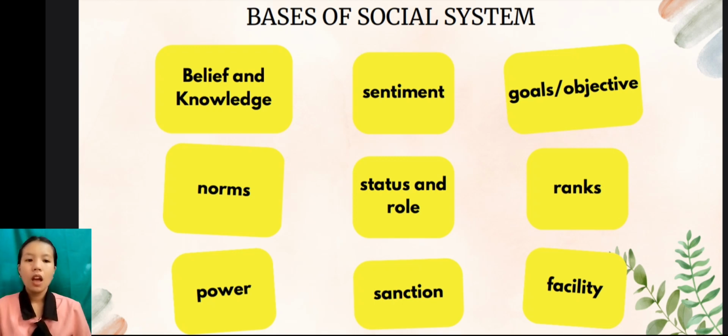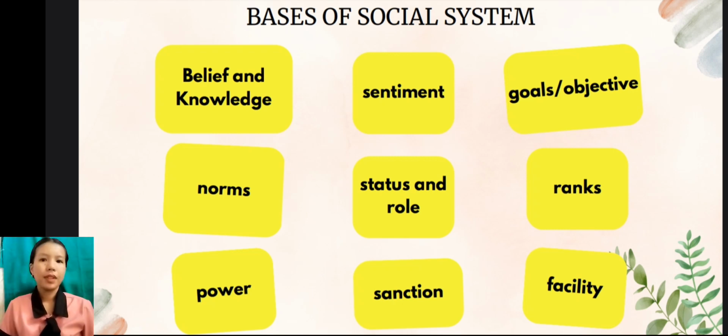Next is norms. Norms are standards for determining what is right and wrong, appropriate and inappropriate, and what is bad and good in a social relationship. Next, we have the status and role. Next is ranks. Ranks include the importance of an individual, and it is determined by the evaluation placed upon an individual and the acts in accordance with the norms and standards of the social system. Next is the power. It refers to the capacity to control others. It may take place in any conflict among the different parts of the social system. Next, we have the sanction. It refers to the rewards and penalties given out by the members of the social system. Last is the facility. It is defined as a means used to attain goals within the system.